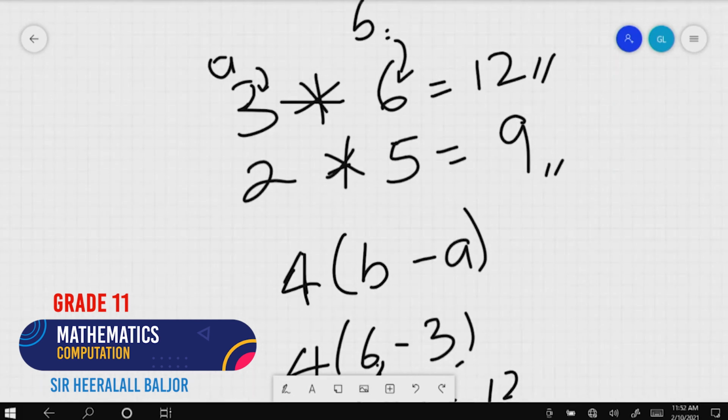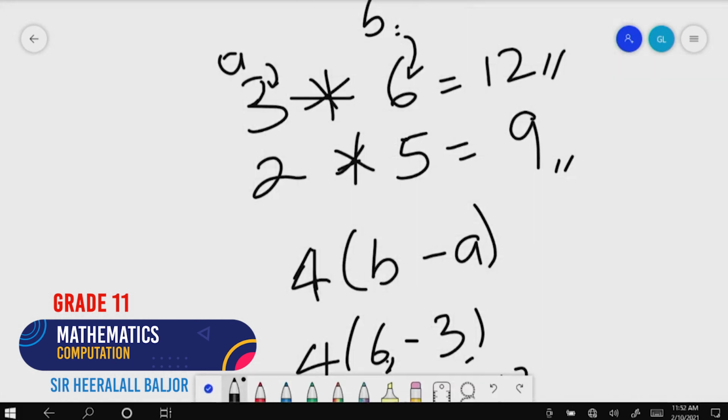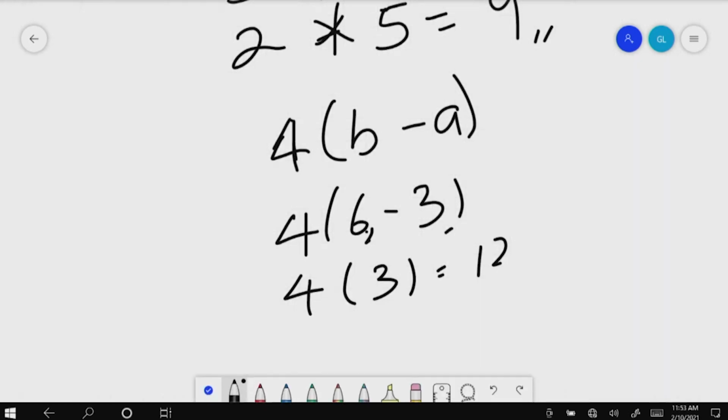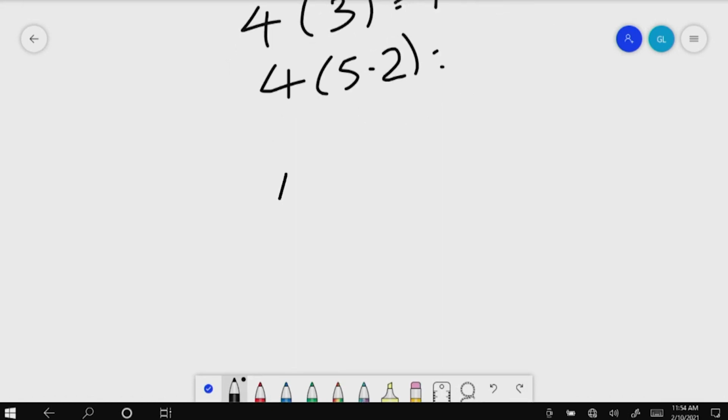It did satisfy our first binary operation. However, in the second operation, if we were to use the same values and substitute them, 4 of 5 minus 2. So in solving 4 of 5 minus 2, which should have been 4 of 3, which gives us 12. Hence, this did not satisfy our second operation of 2 operation 5 should equal 9. Hence, A is not correct.